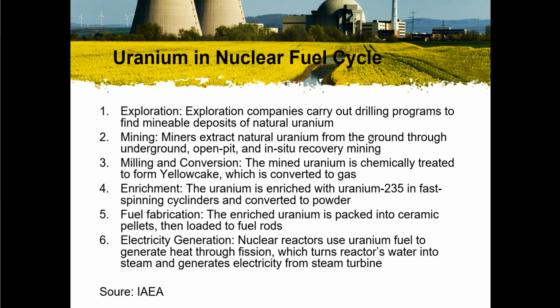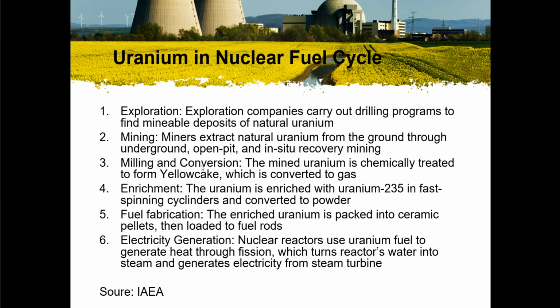So there are two isotopes in uranium, U238 and U235, right? The natural uranium that the miners mine carries that U238, almost like 99% or something like that. They mine it through underground, open pit, or in situ recovery mining. Once they mine it, they go into the milling and conversion, right? The mined uranium is chemically treated to form yellowcake, which is then converted into gas.